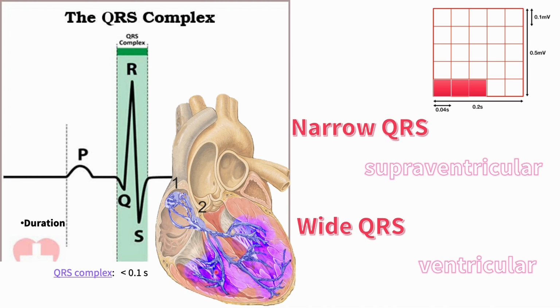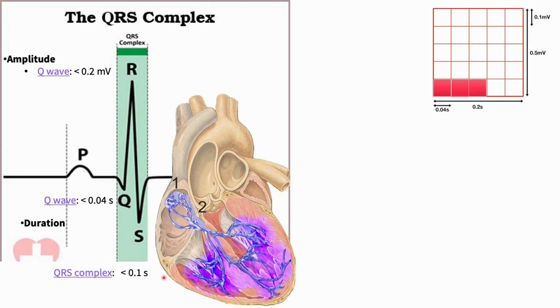If you see a wide QRS, long duration, you know that the focus is probably ventricular and it's not flowing through the normal conduction pathway. Next up, guys, would be the Q wave. The Q wave, guys, representing septal depolarization, is very important to look at when checking for myocardial infarction. A high amplitude of the Q wave, if it's very deep or very wide, indicates MI.